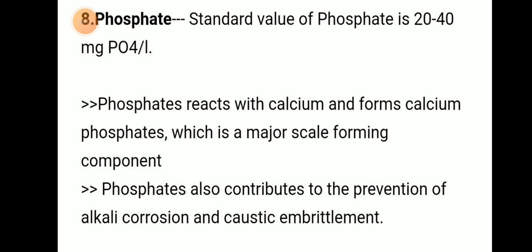Okay, phosphate: the standard value is 20 to 40 mg PO4 per liter. Phosphate reacts with calcium and forms calcium phosphate, which is a major scale forming component. Phosphate also contributes to the prevention of alkali corrosion and caustic embrittlement.